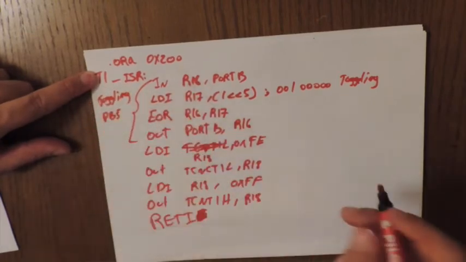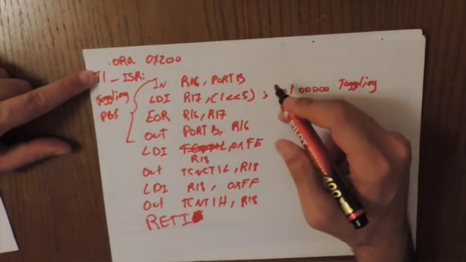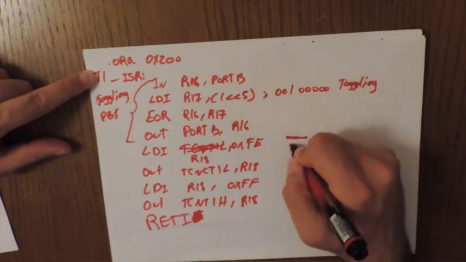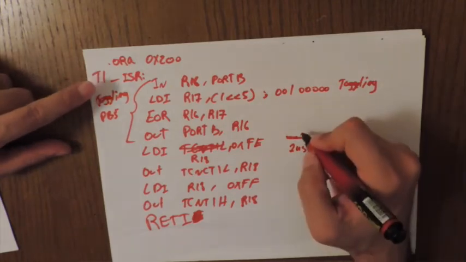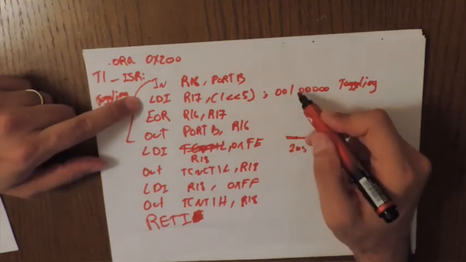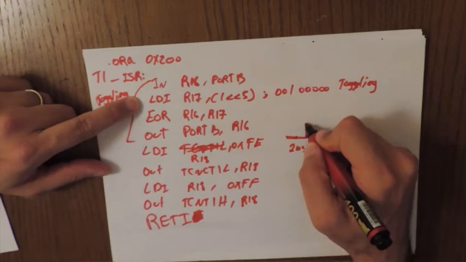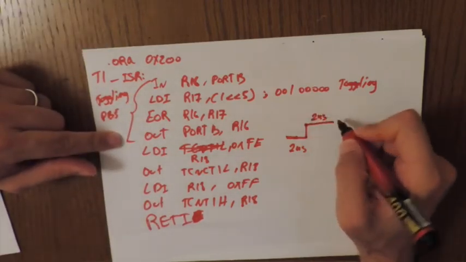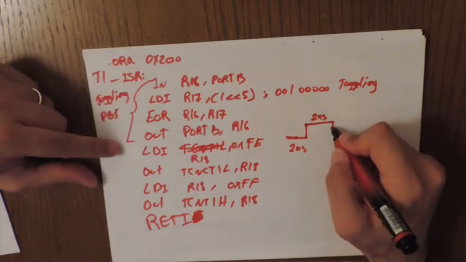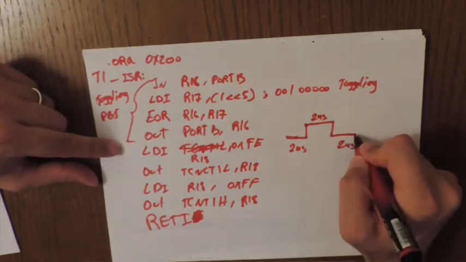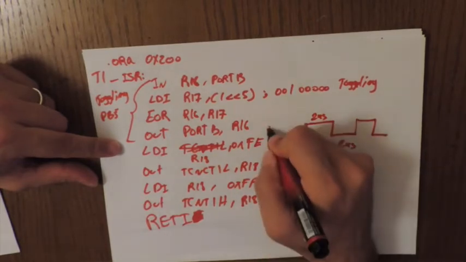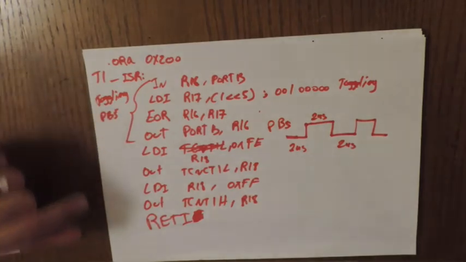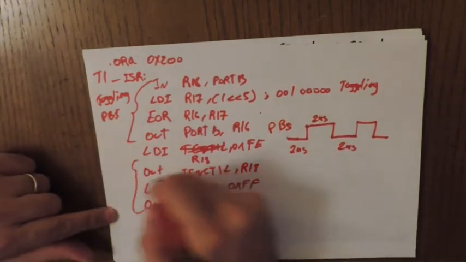PB5. So what I'm saying here is that if it's 0, okay, then I waited for 2 microseconds, the timer expired, then I XOR it with 1, so 1 and 0 will be 1. So the next time I come, it's 1, it will have waited 2 microseconds, and then 1 and 1 will be 0, and so 2 microseconds. This is how I'm creating the square wave on PB5, okay?